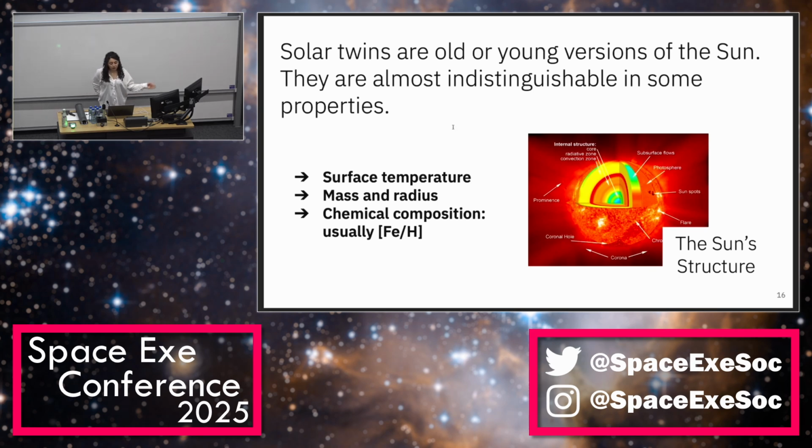And they can be old or young, or they could be the same age as the sun, but they are similar to the sun in properties such as the surface temperature, the mass and the radius, and one of the important ones, the most important one, is the chemical composition. So basically, it is how abundant some elements are in a stellar atmosphere.